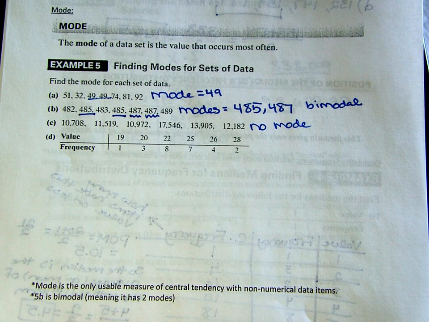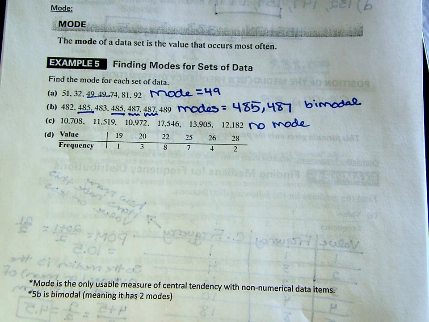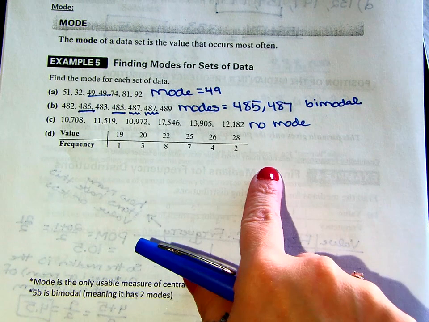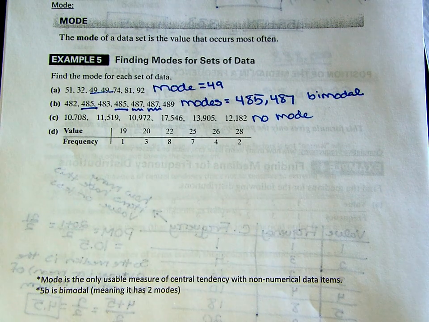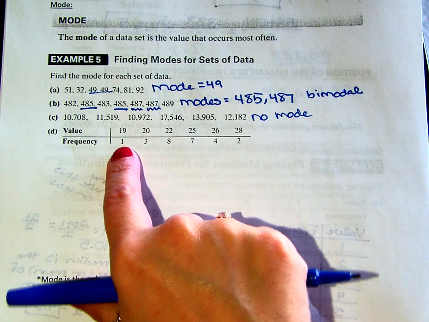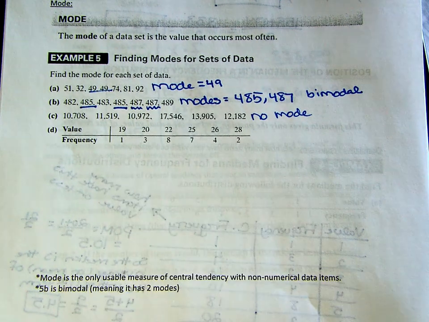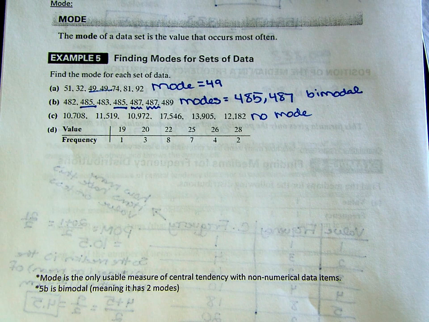Now D looks like the value tables that we were just playing with, where it gives you a value and then it gives you the frequency. We don't have to do any cumulative frequency computations or anything like that. What we need to recognize is the frequency is telling us how many times we're getting that value. So I get the value of 19 one time. I get the value of 20 3 times. And so if I'm looking for the mode, I'm looking for who has the highest frequency. So what value has the highest frequency? 22. There's 8 of them. That means the mode is 22.